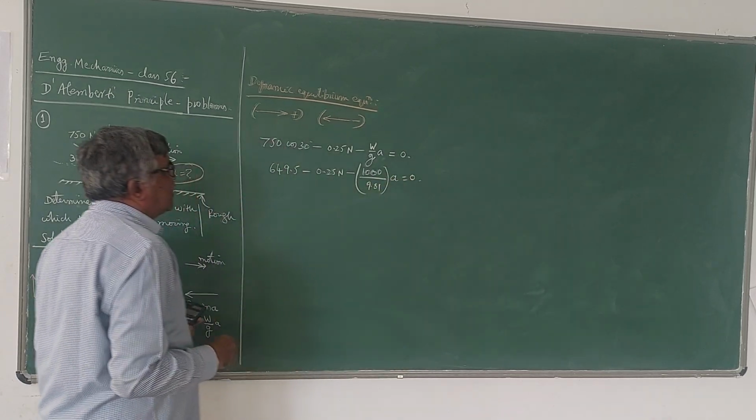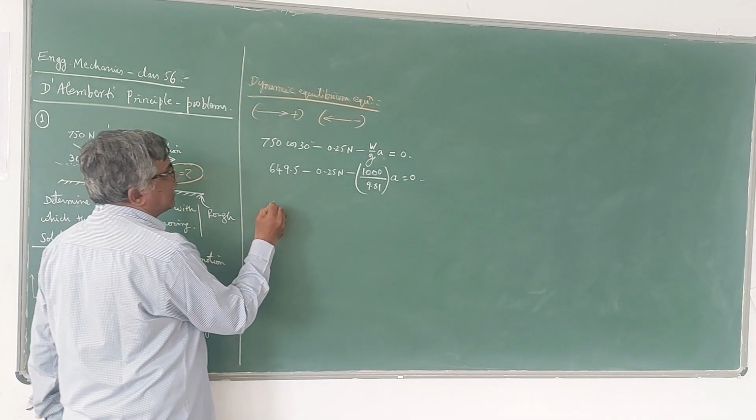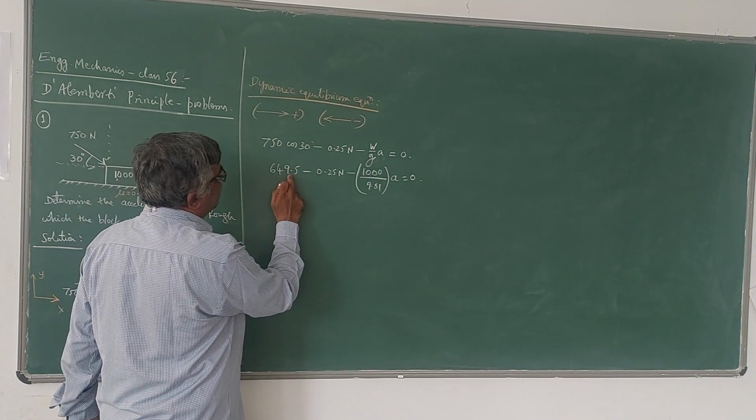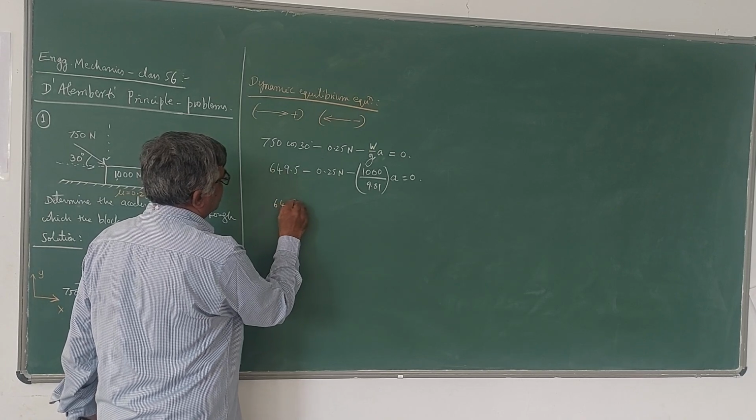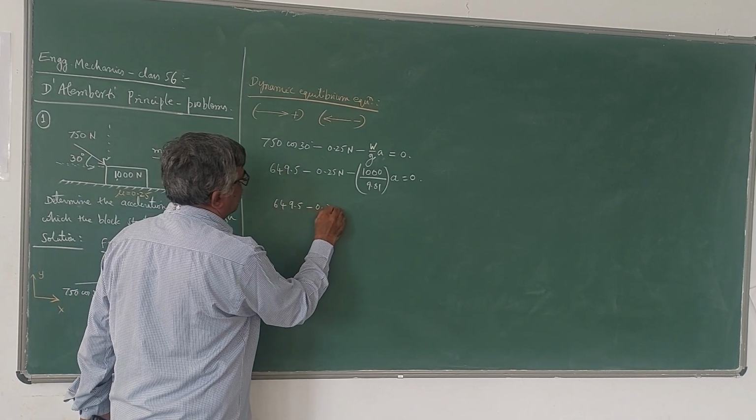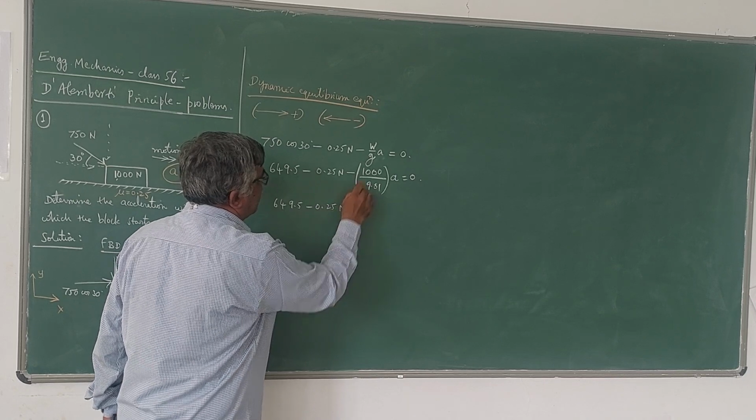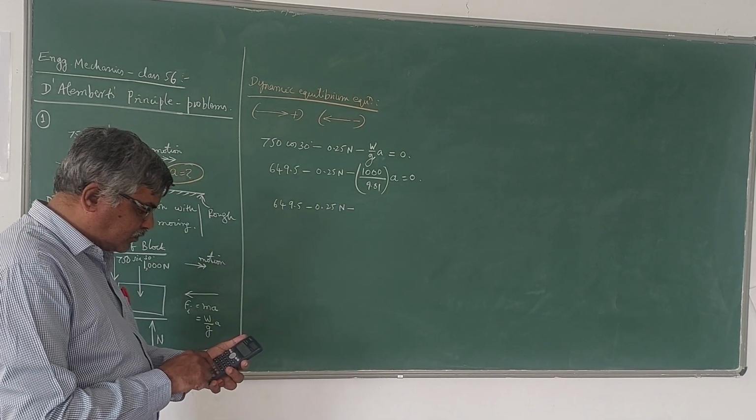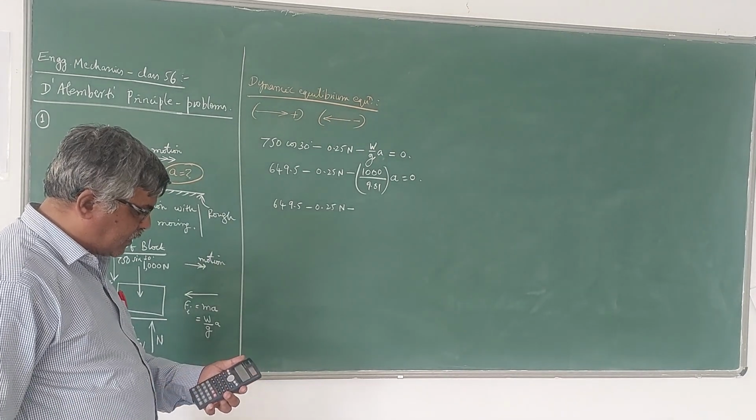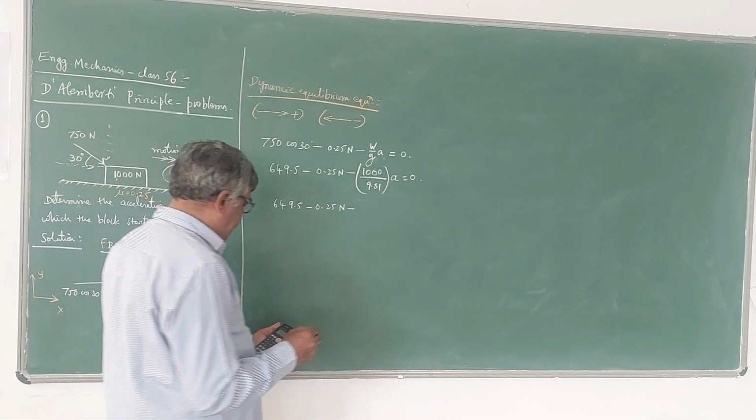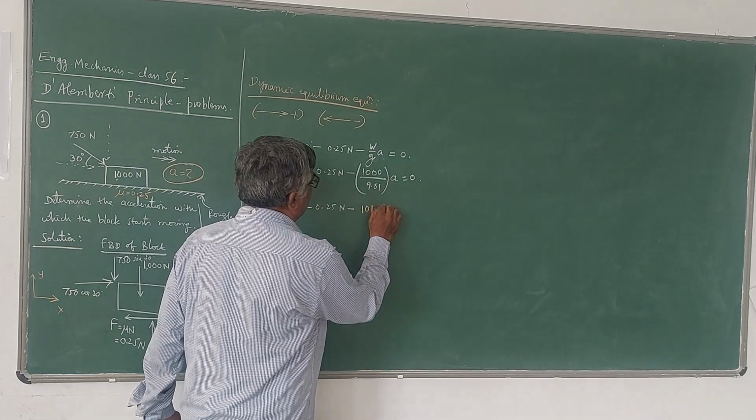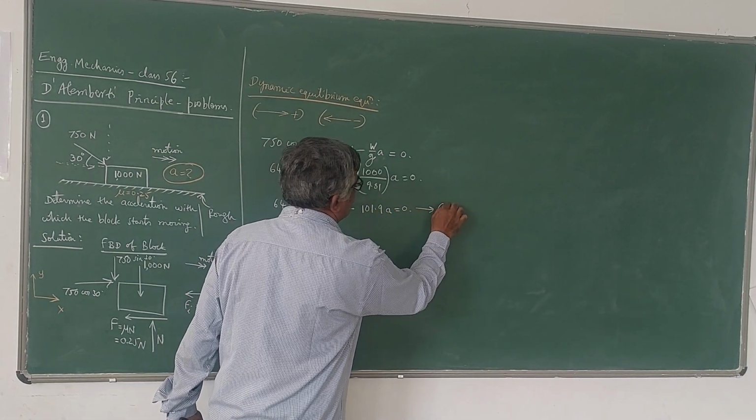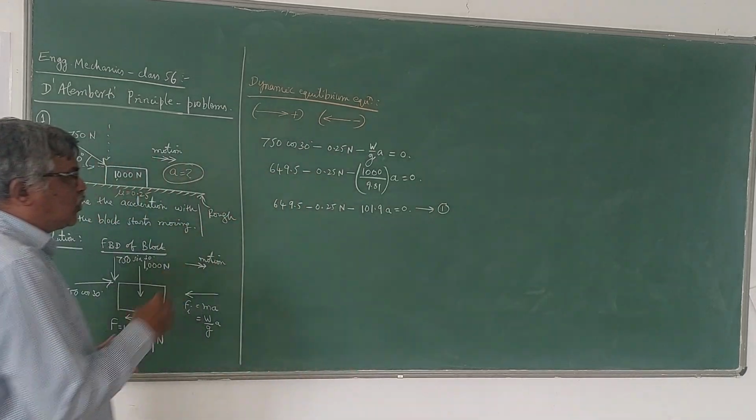Now I can write the equation as 649.5 minus 0.25 N minus 1000 divided by 9.81, which is 101.9, times a, is equal to 0. So this is the equation. We can call this equation 1. Now there are two unknowns, a and N.